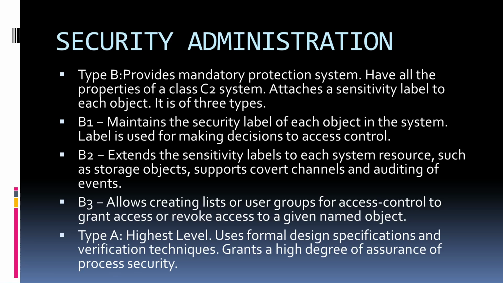Then there comes Type B. Type B provides a mandatory protection system. It has all the properties of a class C2 system and also attaches a sensitivity label to each object. It is of three types: B1, B2, B3. B1 maintains the security label of each object in the system and is used for making decisions for access control. B2 assigns the sensitivity label to each system resource, such as storage objects, supports covert channels, and auditing of events. B3 allows creating lists or user groups for access control to grant access or revoke access to a given named object.